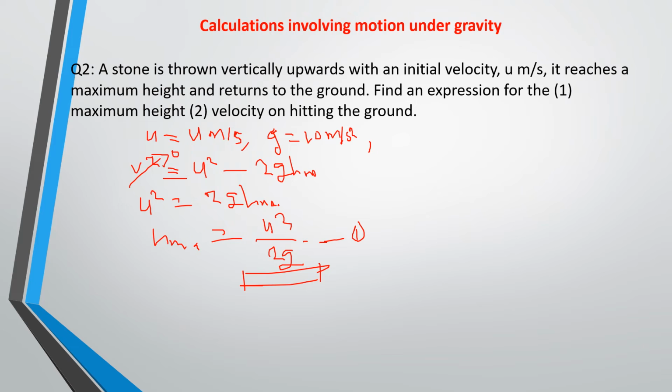Okay. Then for the second part of the question, the velocity on hitting the ground. At maximum height, initial velocity is equal to 0.